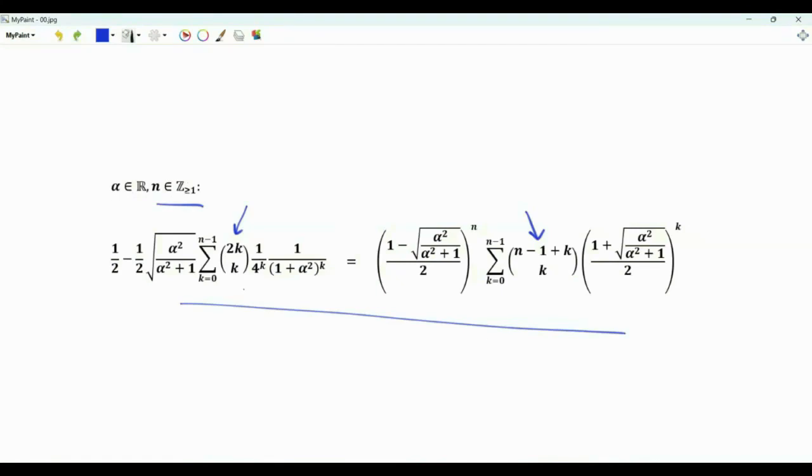Each one of those sums can be written in terms of the hypergeometric function. But then to show the equality, we will have to manipulate the hypergeometric functions. In this video, we will not use the hypergeometric functions at all. We will try to show this identity using probability.